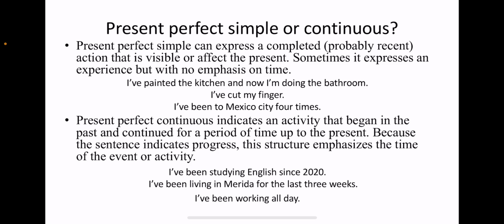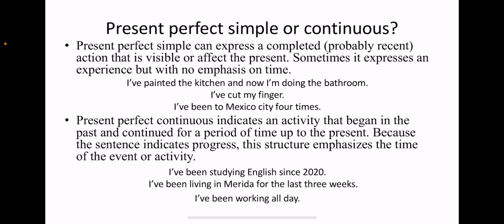Sometimes it expresses an experience, but there is not really an emphasis on time, right? So in present perfect simple, time is not really important. We just mention the activity or we just mention the experience, and that's it. We assume that it occurred in the past and it's relevant now, but we don't mention any time. Check the examples. I've painted the kitchen and now I'm doing the bathroom. When did the person start? How long has the person been doing the activity? It's not mentioned in the sentence, right? Because it's not really important.